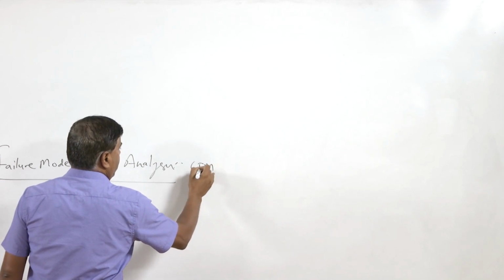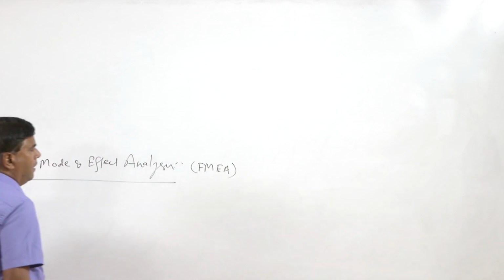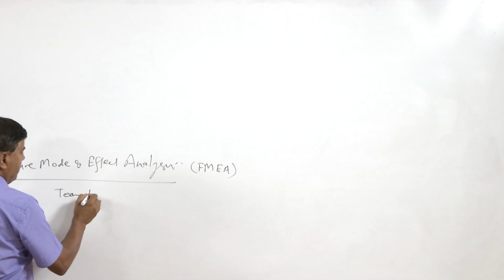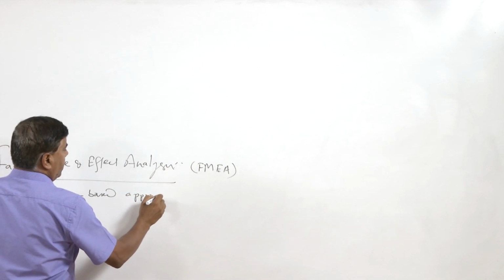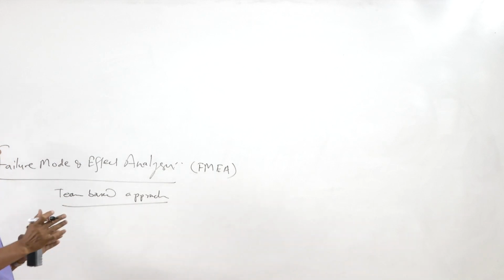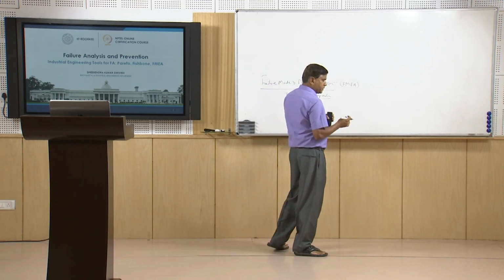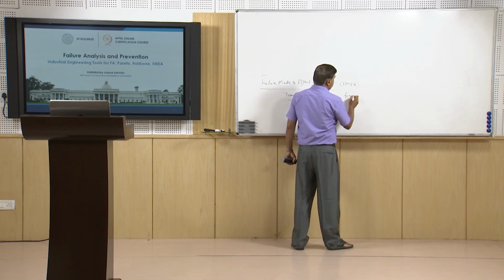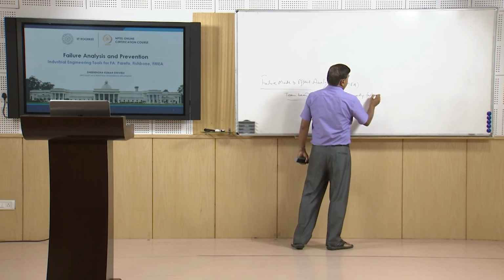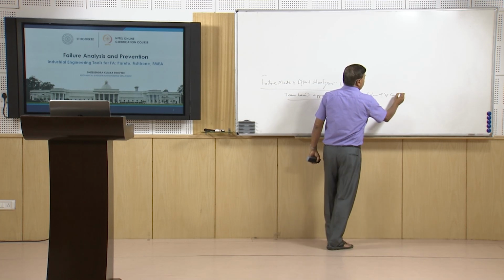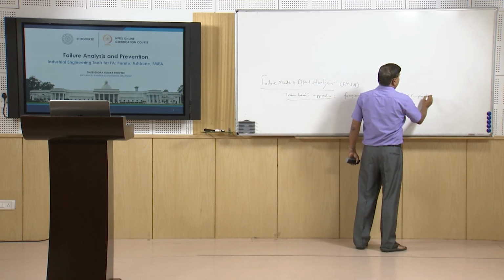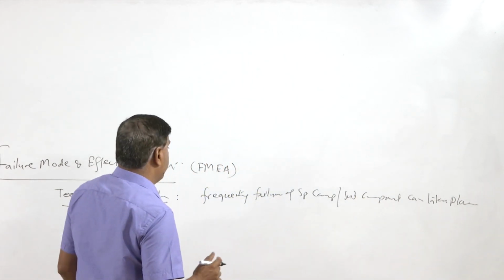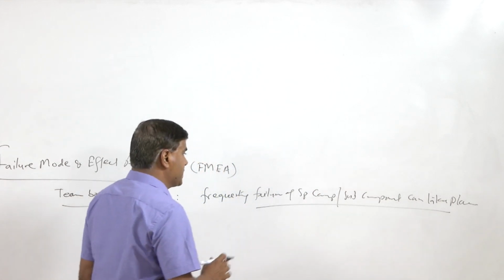This is known as FMEA, and this is more systematic. This is also a team based approach where the people from the different relevant groups are brought in together in order to give their contribution and opinion with regard to the various possibilities related with how frequently the failures of a specific component or subcomponent can take place. So, the possible frequency of the failure is identified.